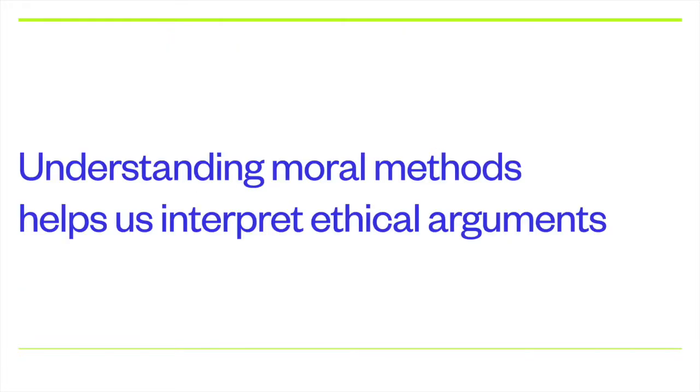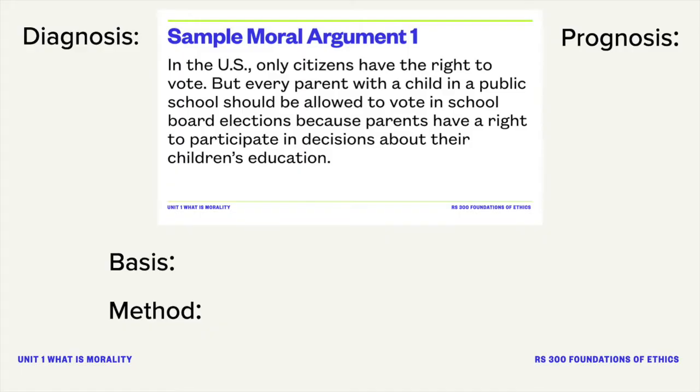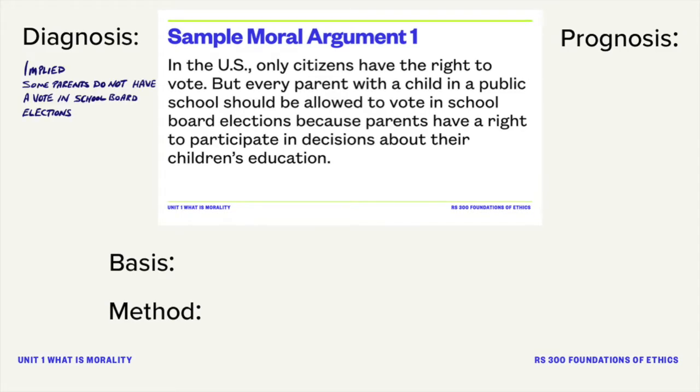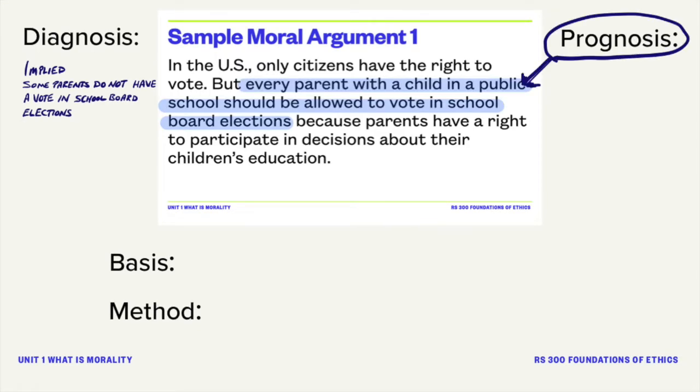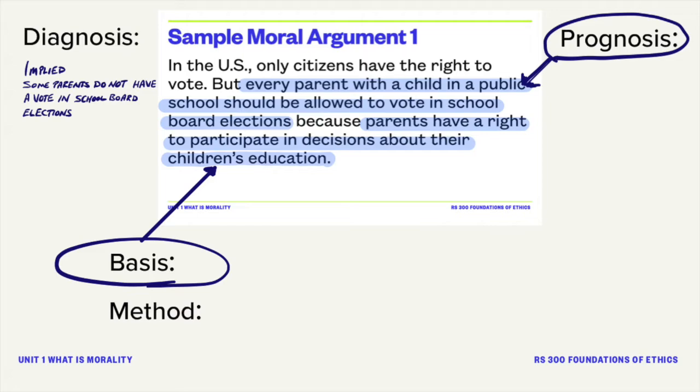Understanding moral method helps us interpret ethical arguments. Close reading moral arguments is a skill that takes some practice. You will find some sample moral arguments on Canvas so you can practice this skill. Simply look for the 3 parts of a moral claim: diagnosis, prognosis, and basis.